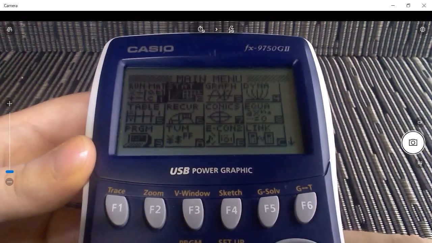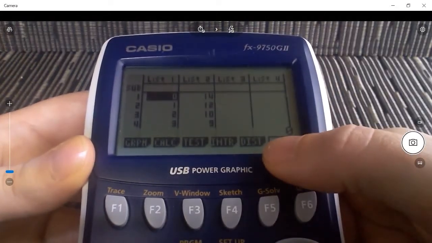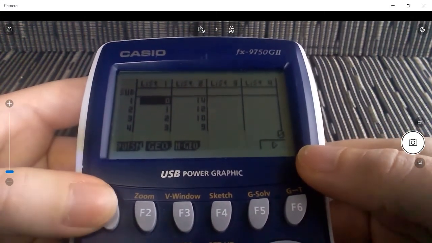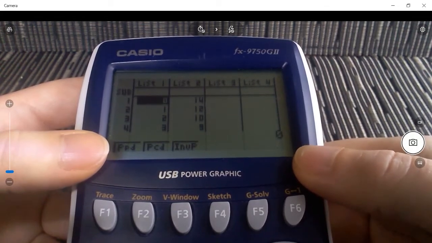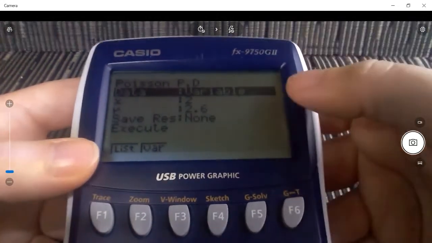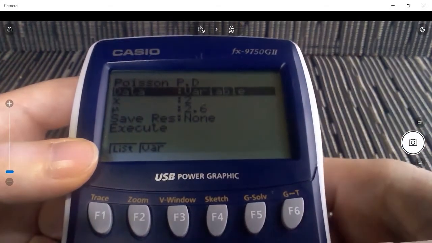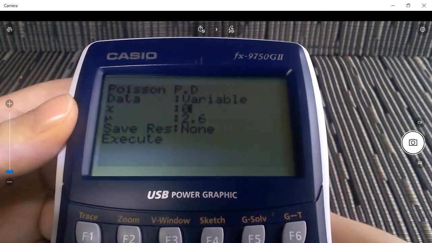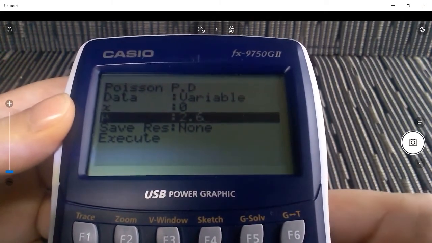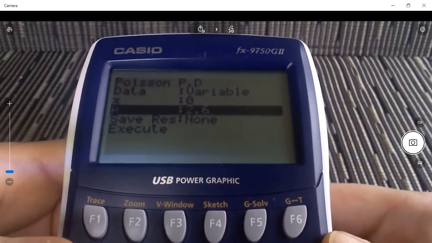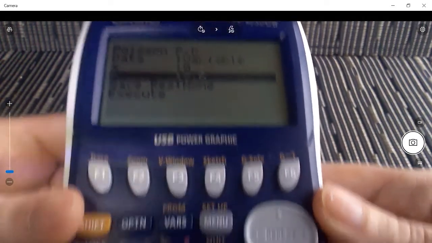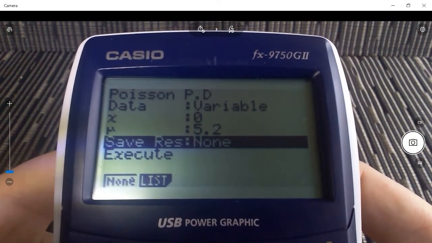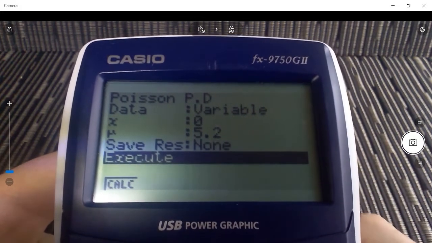So again, we want the stat menu, distribution, scrolling over to find Poisson, PPD for our point probability, checking data says variable. This time we want an x of 0 because there are no misprints. Our lambda this time is 2.6 times 2 because it's across 2 pages, not 1. Checking what we have: an x of 0, lambda of 5.2, execute.